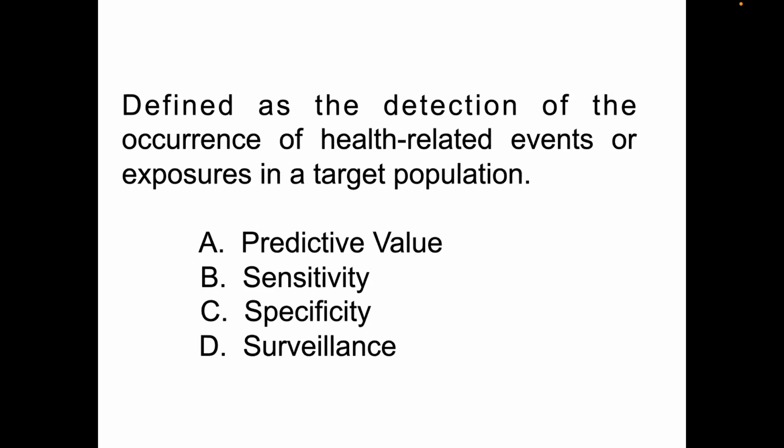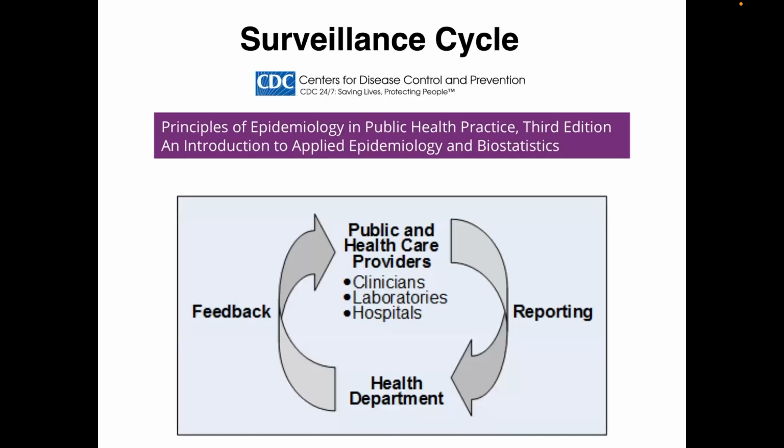This is defined as the detection of the occurrence of health-related events in a target population. Okay, very good. That is surveillance. So this is the surveillance cycle according to the CDC.